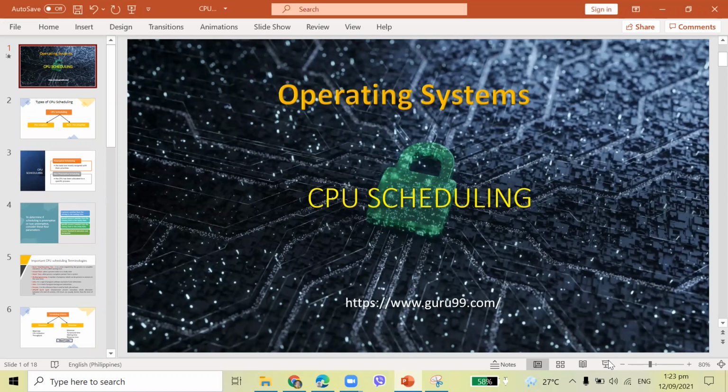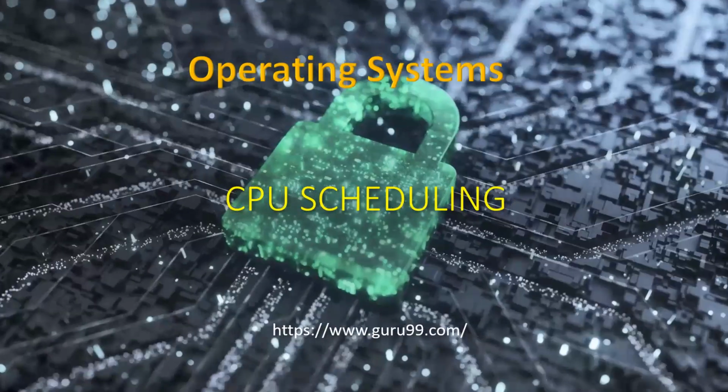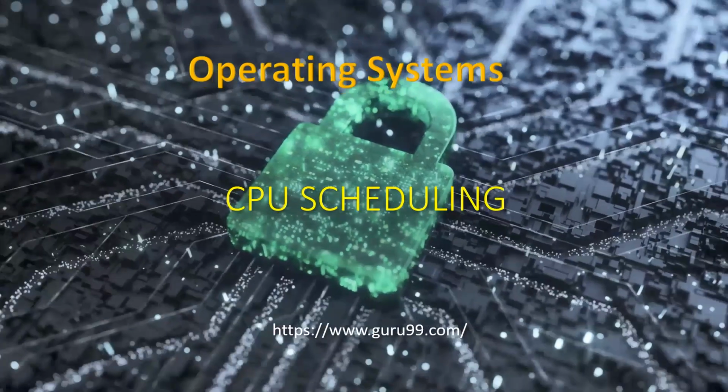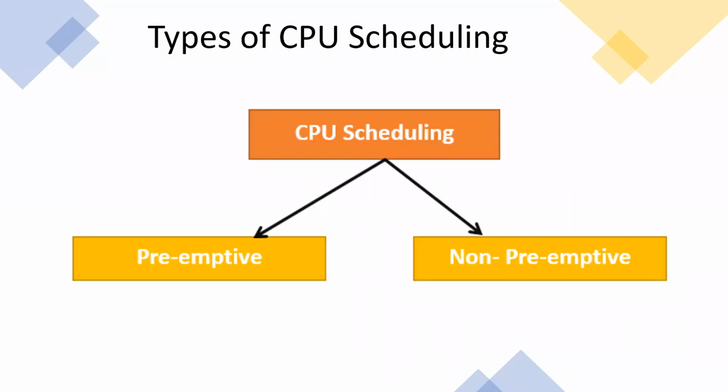Our topic for today, of course, is about operating systems, specifically the CPU or the central processing unit scheduling. So what is CPU scheduling? CPU scheduling is a process of determining which process will own the CPU for execution while another process is on hold.